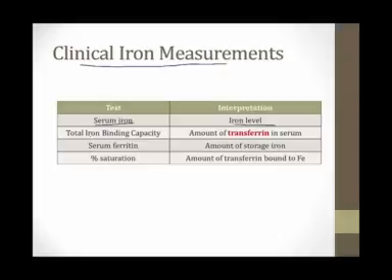The second measurement is called the total iron binding capacity, or TIBC. This is the amount of transferrin in the serum. You can just think of the TIBC as analogous to a transferrin level. The third test is called the serum ferritin level.